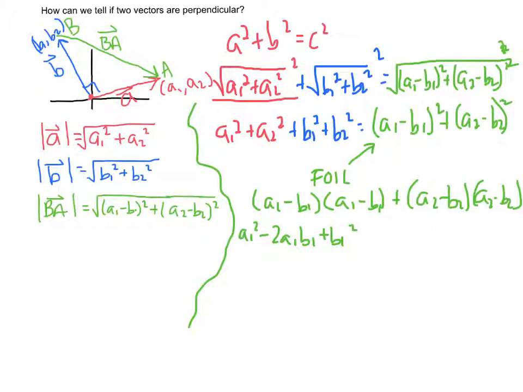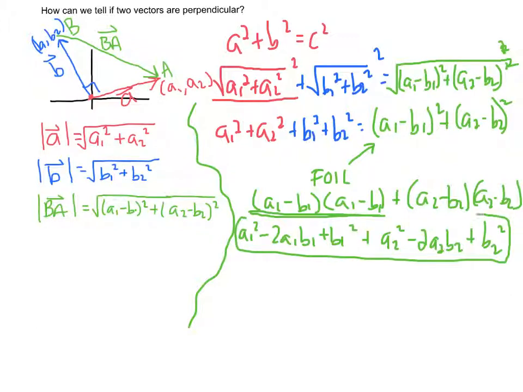That's what we get when we FOIL this thing. And then we're going to do the same thing with the other part, so we get a2 squared minus 2a2 b2 plus b2 squared. So this stuff is the entire right-hand side of the equation up above.